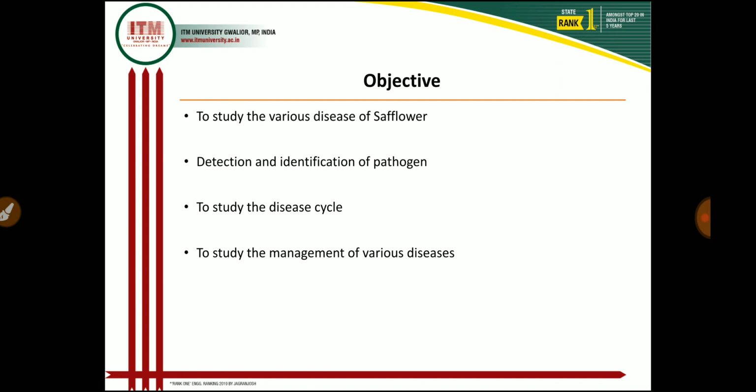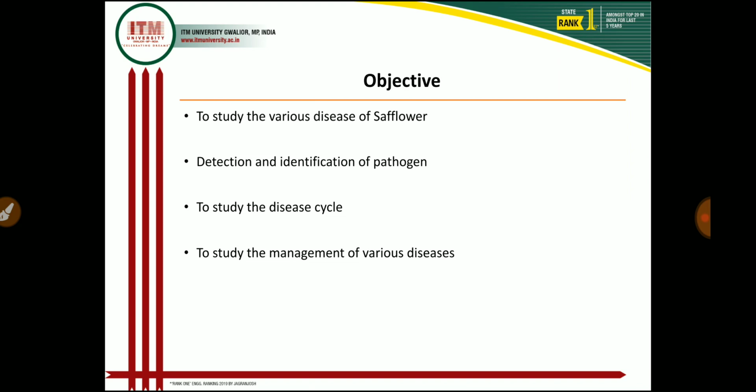Then what are the objectives of today's lecture? First, to study the various diseases of the safflower crop; I include only 4 diseases in today's lecture. Then detection and identification of the pathogen, in which I explain how we detect and identify the causal organism of a particular disease in the field condition, and on the basis of symptoms, how we identify that these symptoms are caused by that pathogen.